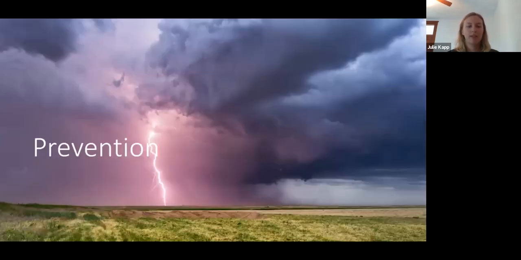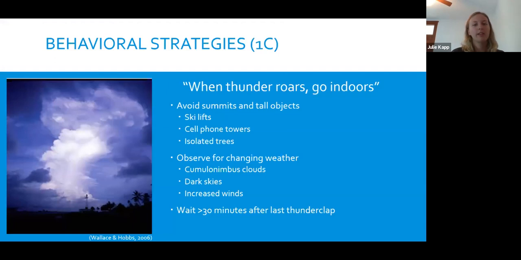So now I'm going to move on to talking about some prevention strategies from not getting struck by lightning. First, I'm going to talk about some behavioral strategies. So the saying goes, when thunder roars, go indoors. So if thunder can be heard, shelter should be sought immediately. Although substantial shelter in the wilderness can be rare, individuals should avoid areas that are higher risk. Some areas include summits and tall objects such as ski lifts, cell phone towers, and isolated trees.